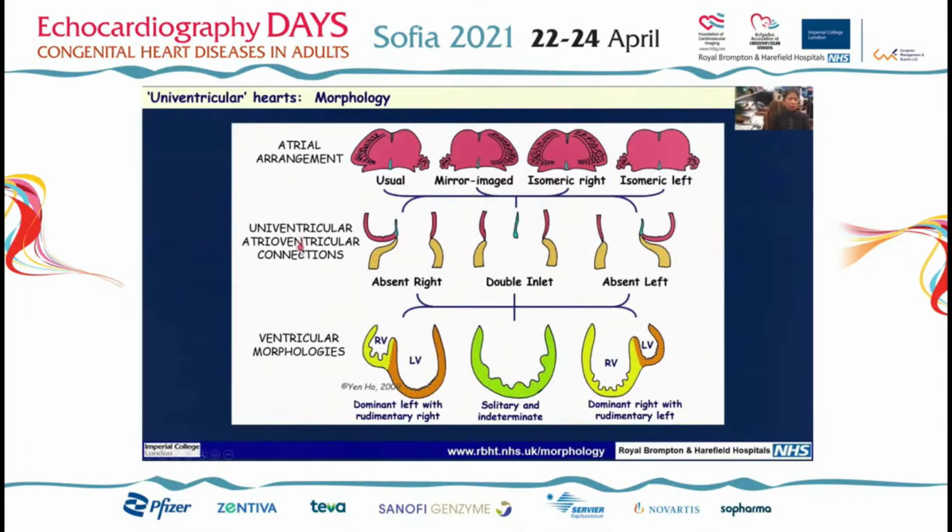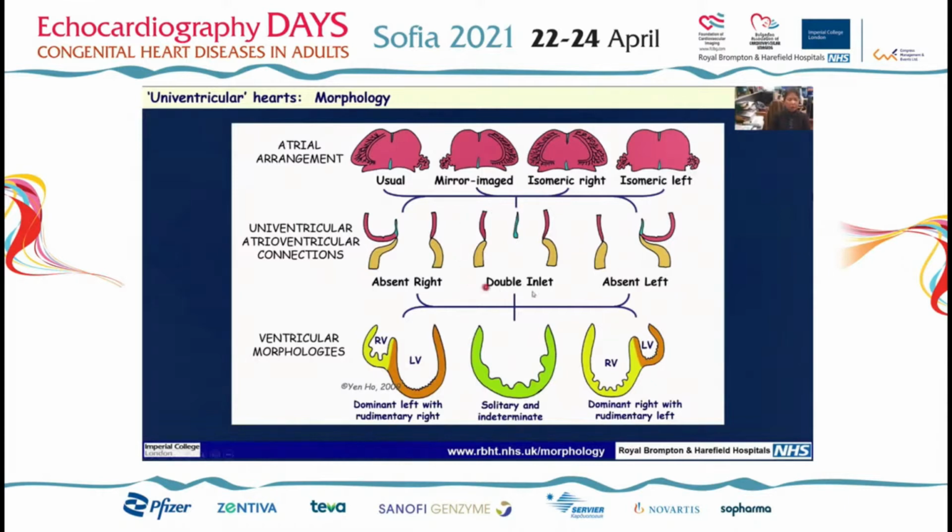So these are the three variants in univentricular atrioventricular connections. Absent right connection, that is to say the right side of the atrium: there's nowhere to go but to go through the atrial septum into the left side of the atrium and down to the ventricle. And the reverse situation, absence of the left atrioventricular connection: the left side of the atrium is blind, so all the flow goes through the atrial septum into the ventricle.